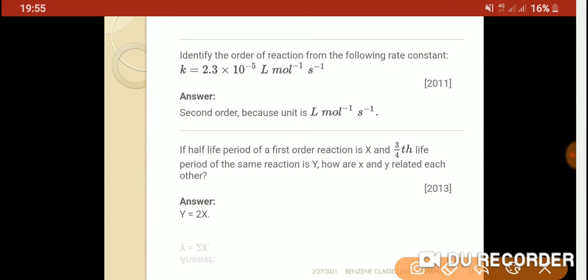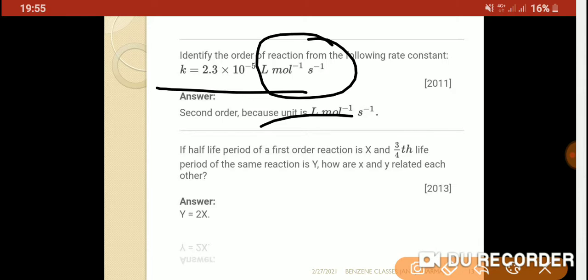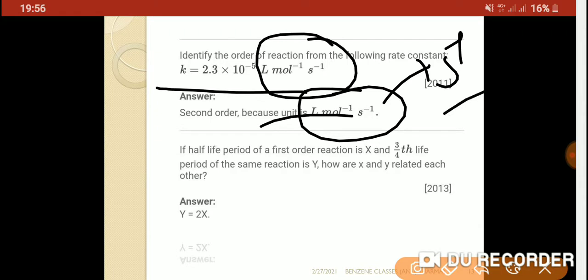Identify the order of the reaction from the following rate constant. The rate constant is given in the question: k equal to 2.3 into 10 to the power minus 5 liter mole inverse second inverse. I told you, if you ever see this type of unit in the exams, then always put down the answer second order, because the unit is liter mole inverse second inverse. If the unit is only second inverse, then you can say that the reaction is a first order reaction.